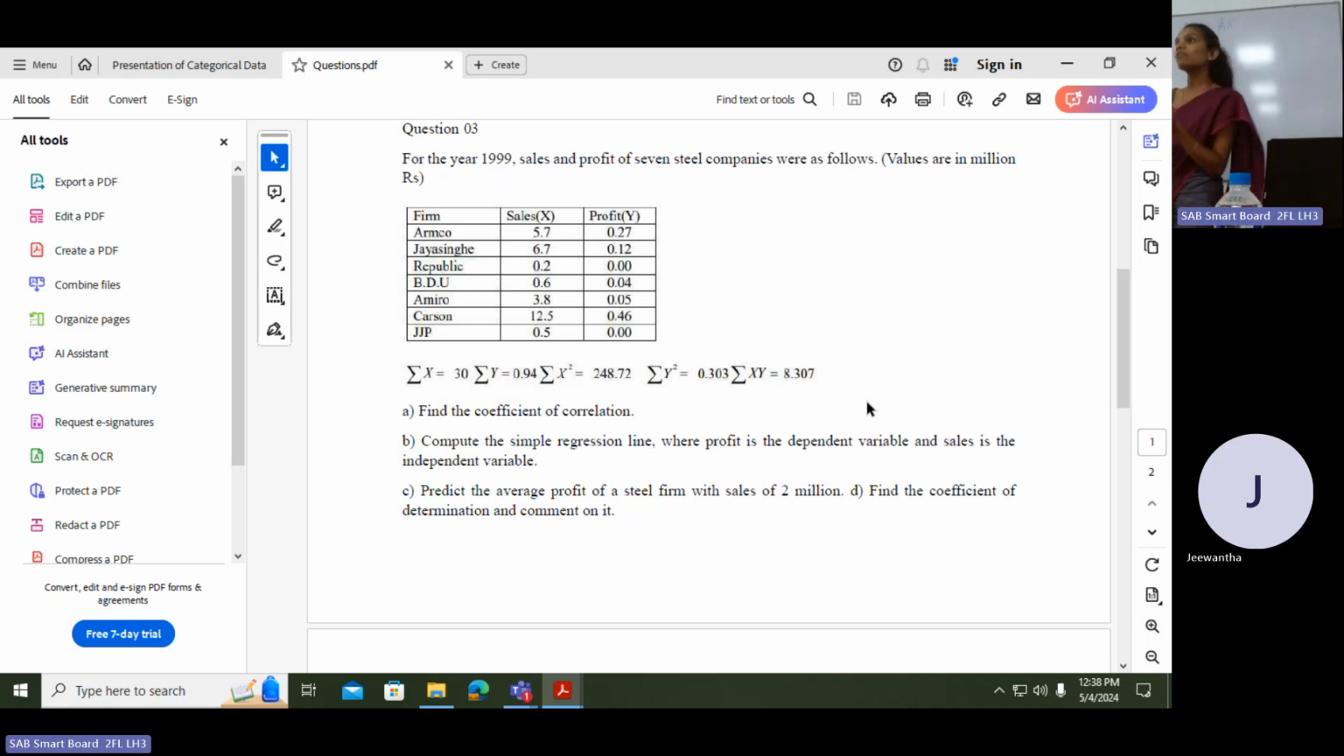Okay, x bar means the mean value of x, no? Then how to calculate the mean value of x? Sigma x divided by n. How to get the value of y bar? Sigma y divided by n. Then divided by sigma x squared. What is the value of sigma x squared? 248.72 minus n, which is 7, then x bar, 30 over 7 into 30 over 7.